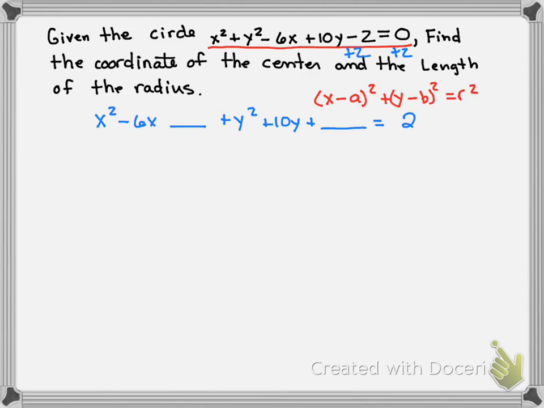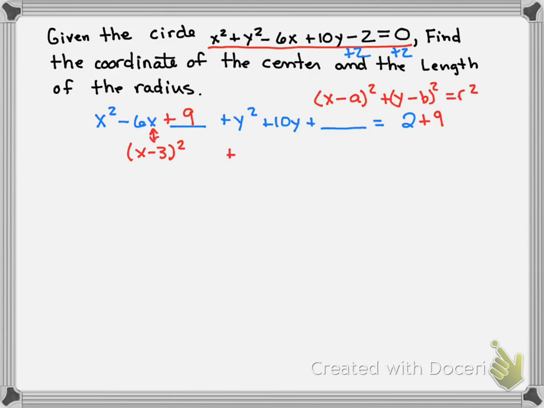So the perfect number that's here is going to be half of 6. So negative 6 divided by 2, squared, is going to make this a 9. So we add 9 to the other side. And negative 6 divided by 2 is really negative 3. Well, that means that I can rewrite what you see here as (x minus 3) quantity squared. Those two things are equivalent.